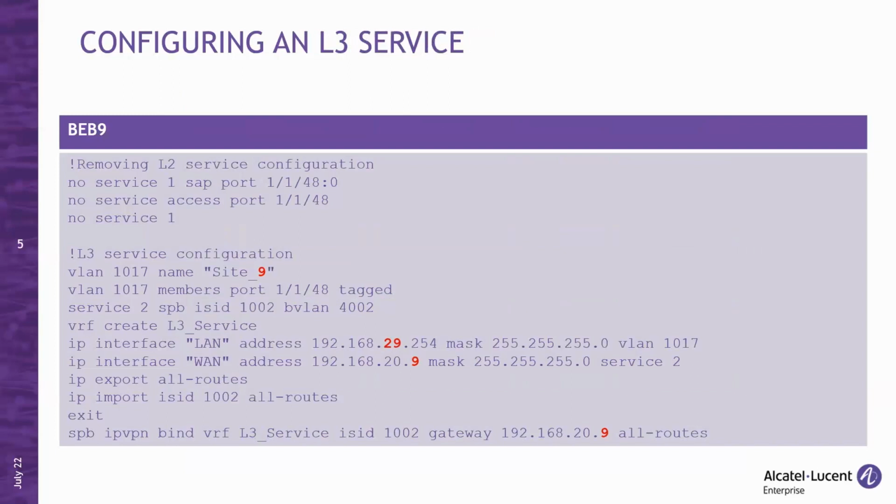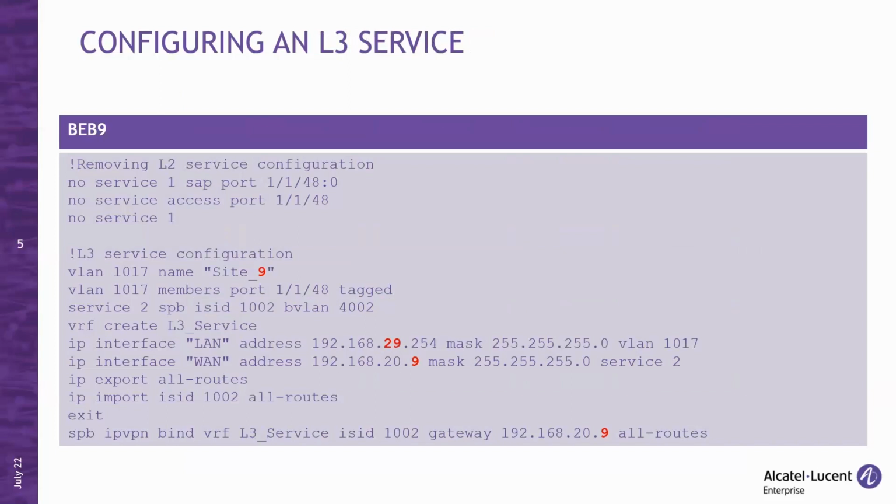Then we create a service which uses ISID 1002 and Backbone VLAN 4002. We create the VRF for the service and the IP interfaces. The LAN interface is the VM's default gateway and is mapped to the VLAN that we just created, whereas the WAN interface is mapped to the service we just created.